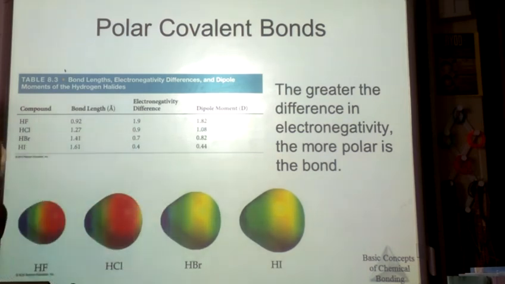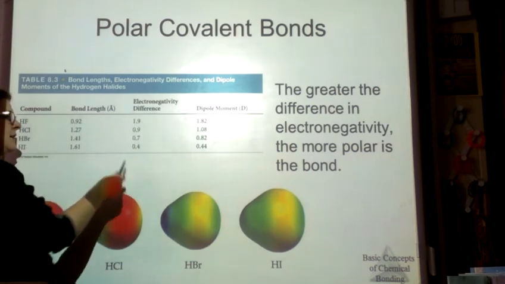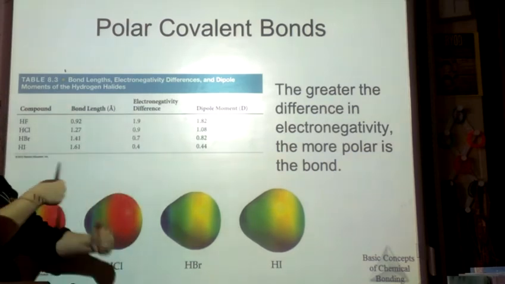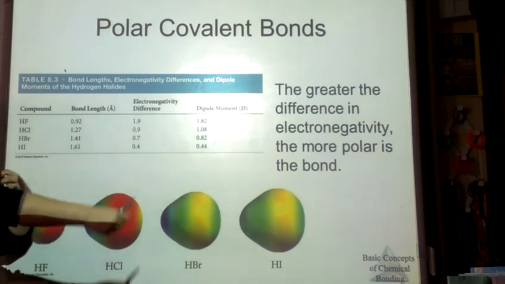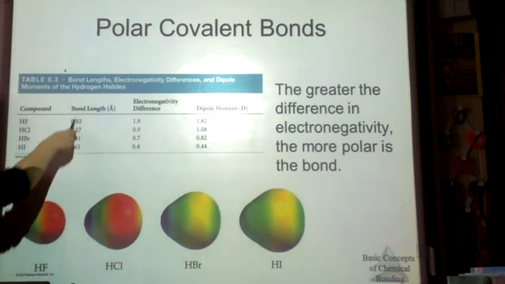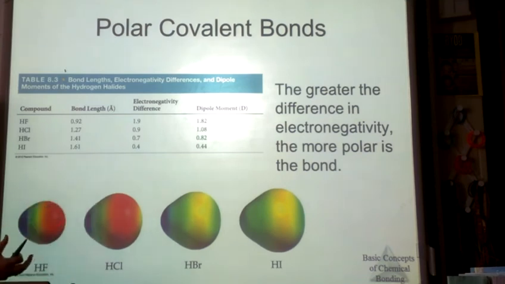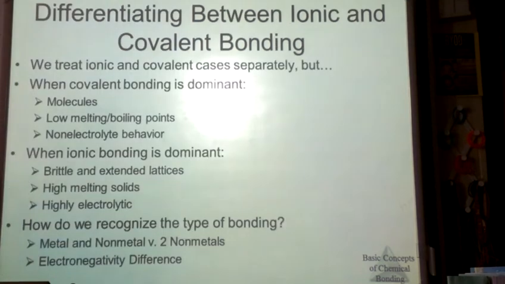So it should make sense logically that as electronegativity difference goes down, I don't feel as much attraction between either the nucleus and those electrons, so the bond length is going to increase in response to that. That should make sense, okay?